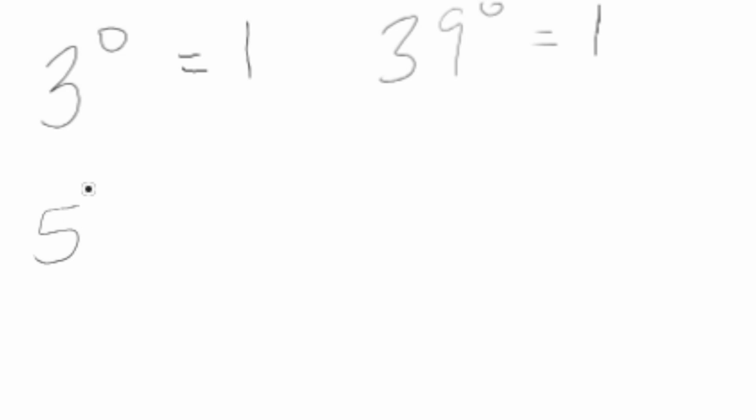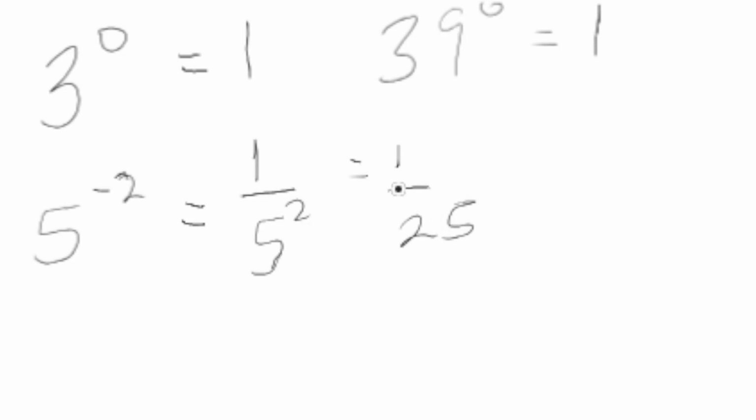If I have 5 exponent negative 2, it is equal to 1 divided by the positive of this one, 5 exponent 2, which is 1 out of 25. 5 exponent 2 means 5 times 5, so 1 out of 25. So that is how the negative exponents work. Let's say 7 exponent negative 4. It's going to give us 1 out of 7 exponent 4. So that is all you do for zero and negative exponents.